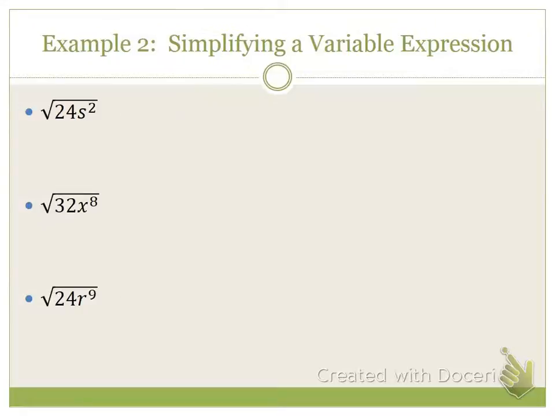All right, so now let's add in variables. Okay, now your calculator can't take the square root of variables. So you do need to know how to do that on your own, but we can take the square root of 24. What is the square root of 24?